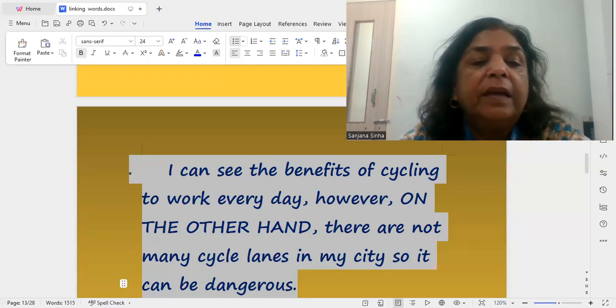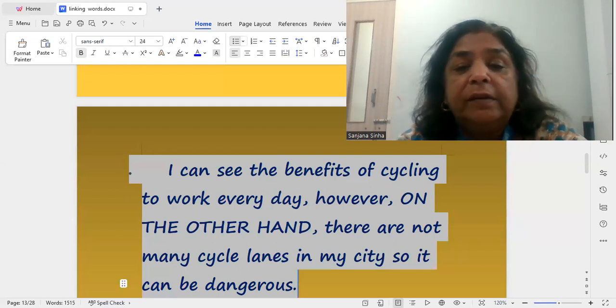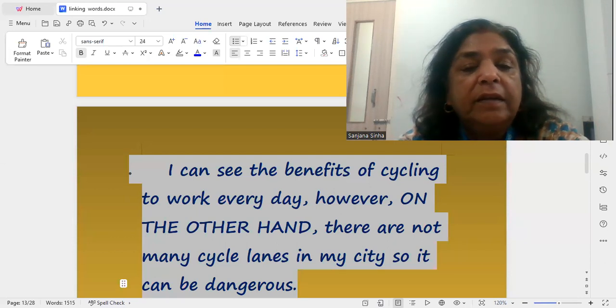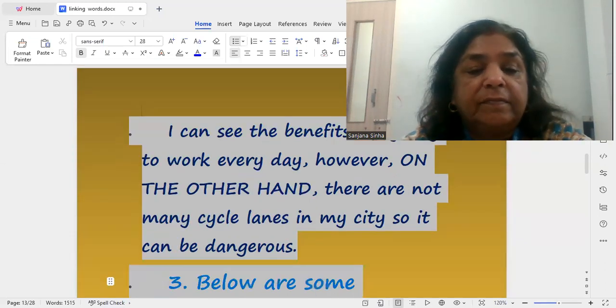Take this again. I can see the benefits of cycling to work every day. However, on the other hand, there are not many lanes in my city, so it can be dangerous.